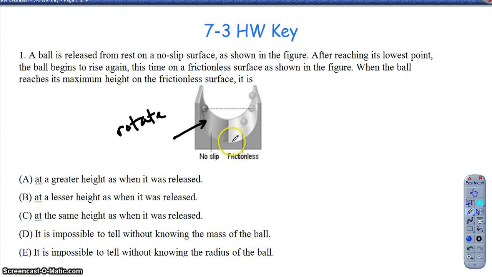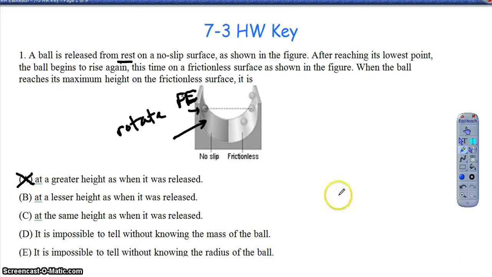Well, the first thing we can hopefully rule out pretty quickly is that if it's released from rest, there's no way that it's going to reach a higher altitude than when it was released, right? If it's only starting with potential energy, there's no way it can then reach a higher altitude than that starting point. So we can pretty safely rule out option A. Then the big question becomes, is it going to be a lesser height or the same height?